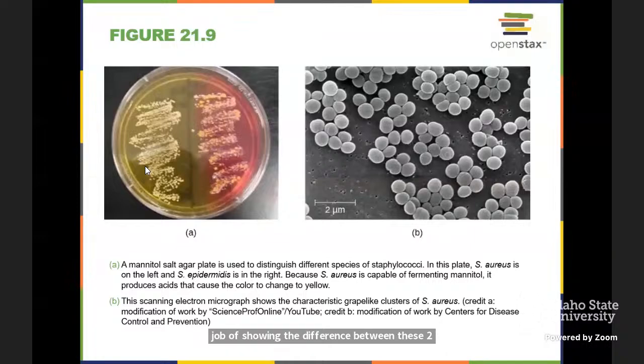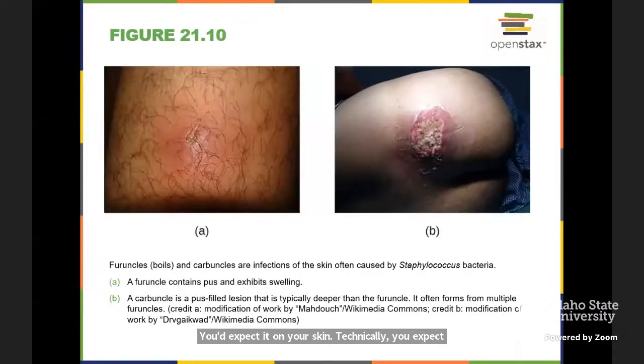And aureus, oftentimes thought of as being truly more pathogenic than epidermidis. Epidermidis holds some capabilities of being a pathogen, but oftentimes we just write it off as normal flora. You'd expect it on your skin. Technically, you expect aureus on your skin as well, but it has greater opportunities to get in and take hold.